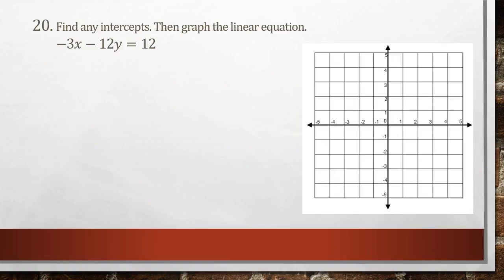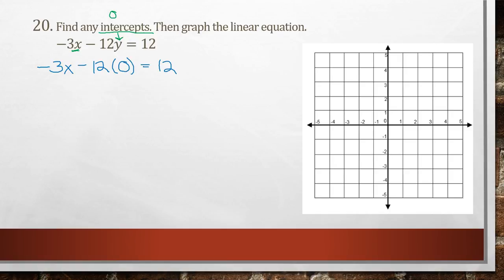So we have 20, and it says find any intercepts and then graph the linear equation. So our equation is -3x minus 12y equals 12. And whenever you are asked for intercepts, you should remember to plug in a 0. So when looking for the x-intercept, you should plug in a 0 for the other variable, which in this case is y.